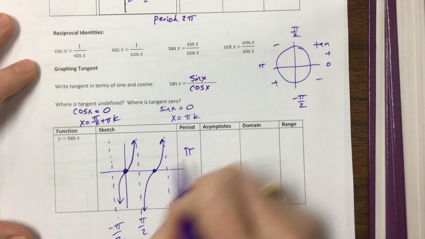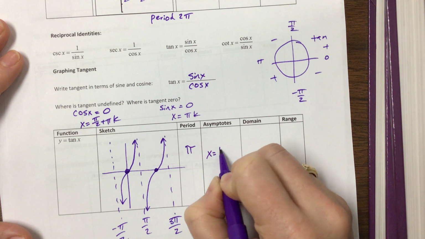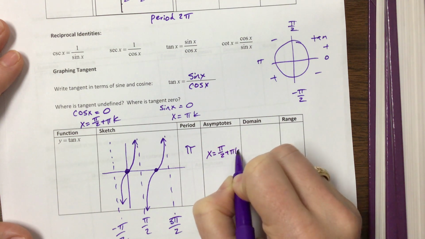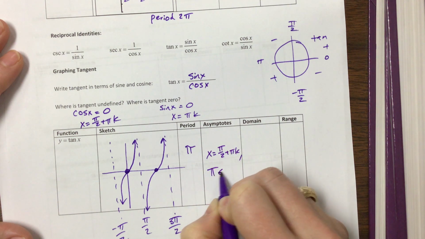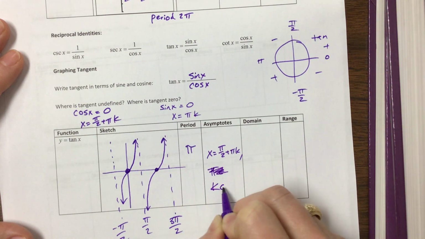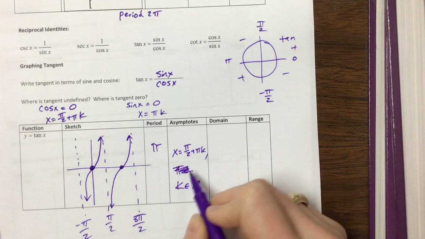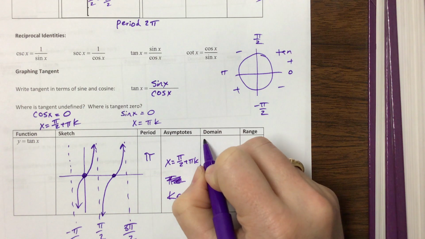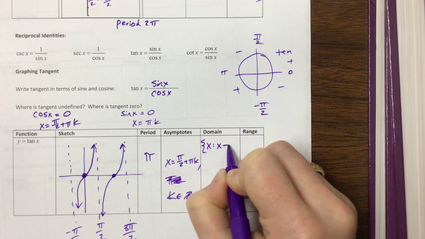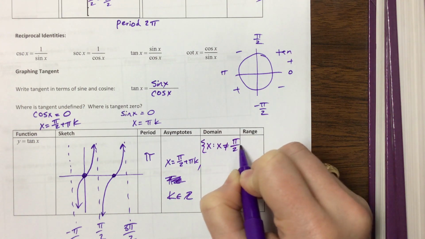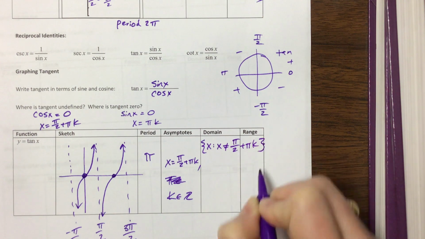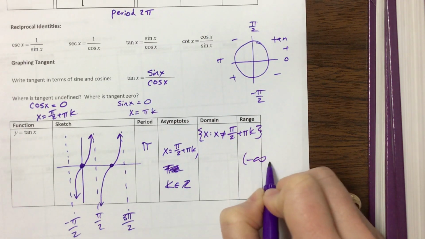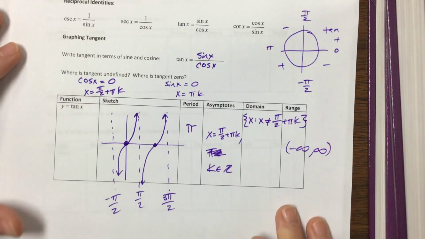Its asymptotes, where it's undefined, are x equals pi over 2 plus pi k, k an integer. And its domain is everything but the asymptotes. So I would say it's the set x such that x is not equal to my asymptotes. Sorry, my boxes don't work. And the range is all reals. And that's the basic idea with tangent.